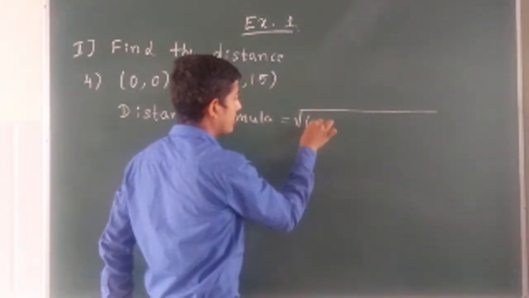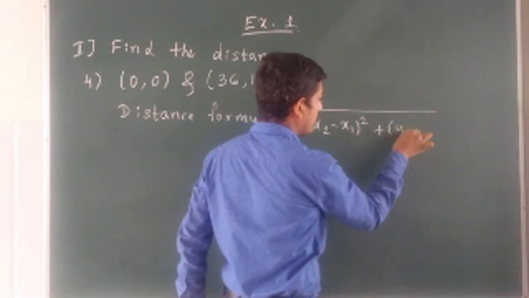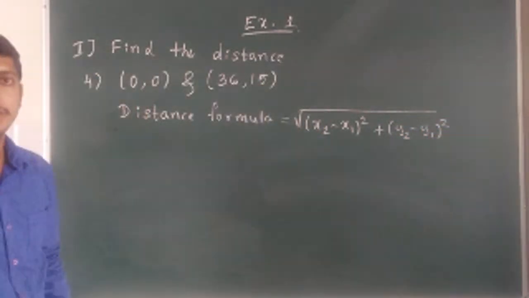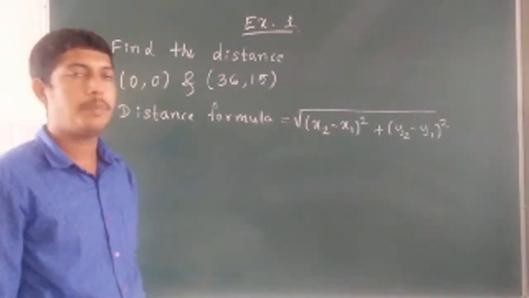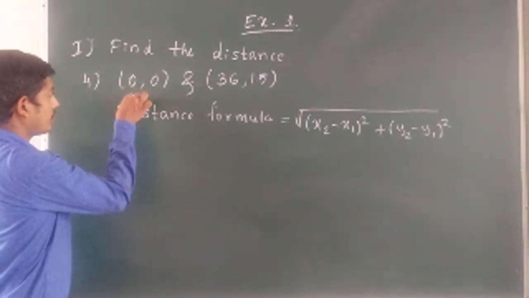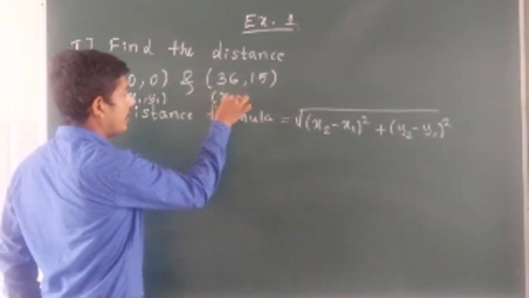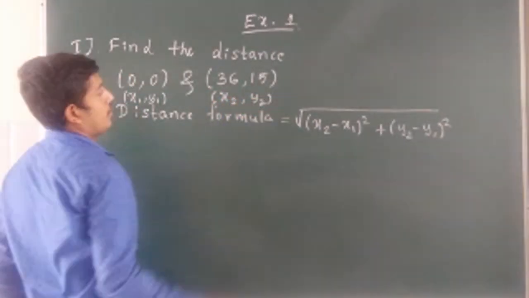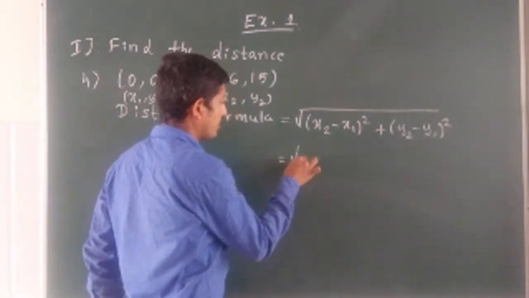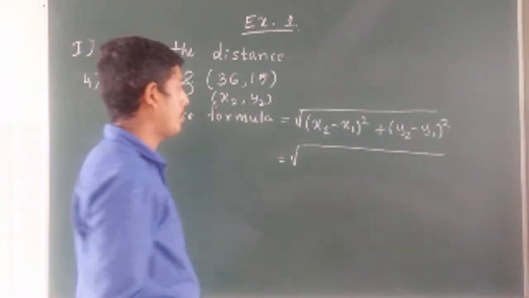That is equal to the square root of (x2 minus x1) whole square plus (y2 minus y1) whole square. We will name this point as (x1, y1) and this point as (x2, y2). Now substitute the points. You have to do the work fast and comment the answer.